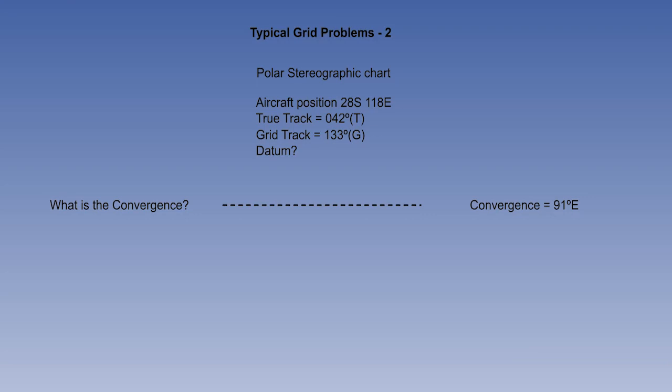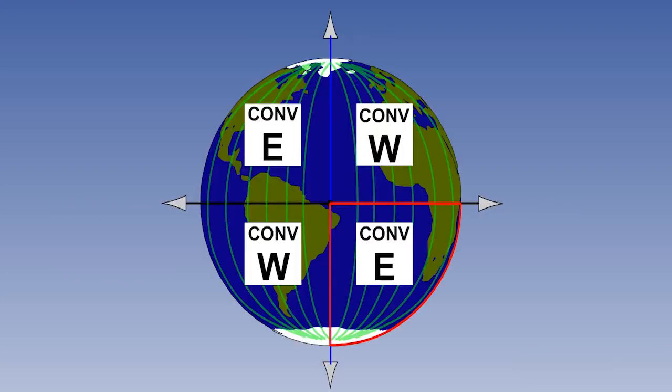Grid track is 133. True track is 042. That's a difference of 91 degrees. True is least, so the convergence is 91 east. Is the aircraft east or west of the datum? We're in the southern hemisphere. With easterly convergence, the aircraft must be east of the datum.